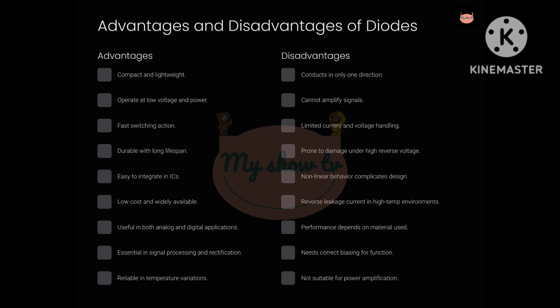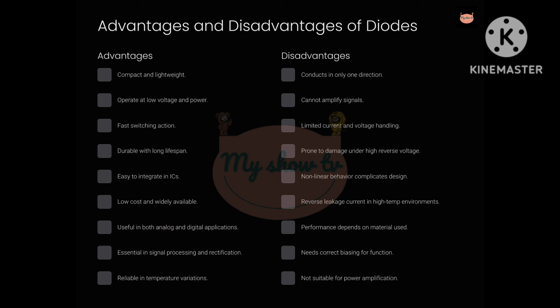They are easy to integrate into ICs and microcircuits. They are inexpensive and widely available. Diodes work in both analog and digital systems. They are commonly used in rectification and signal control. They remain reliable under various temperatures.